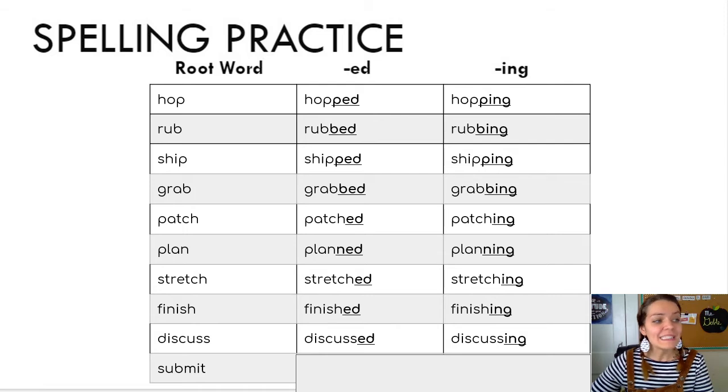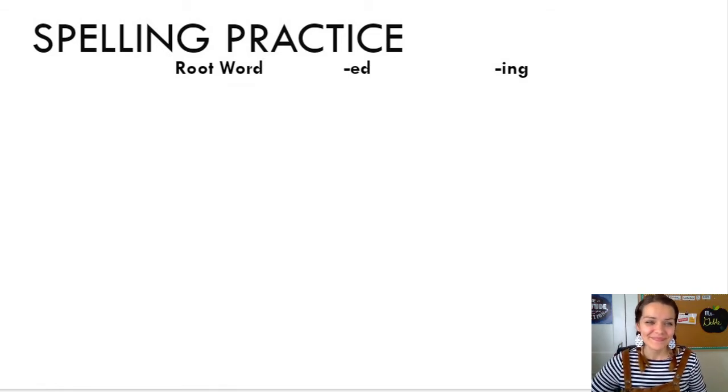Our next word is discuss. And this also has two consonants. We already have a double S, so we don't need to double it. Discussed and discussing. Type these on your document.